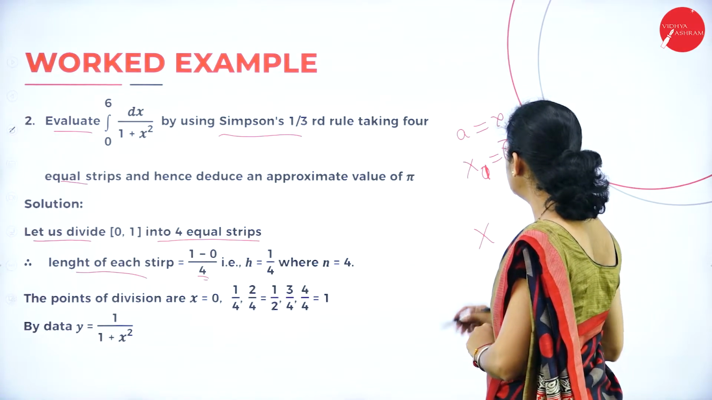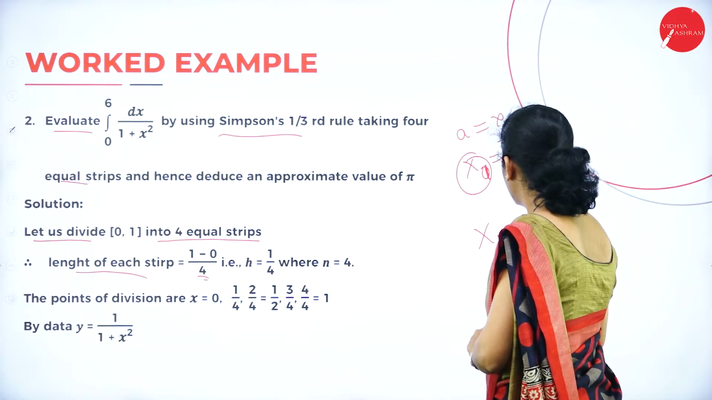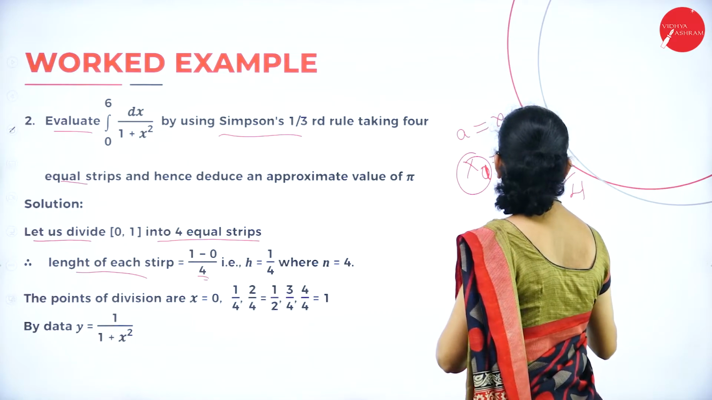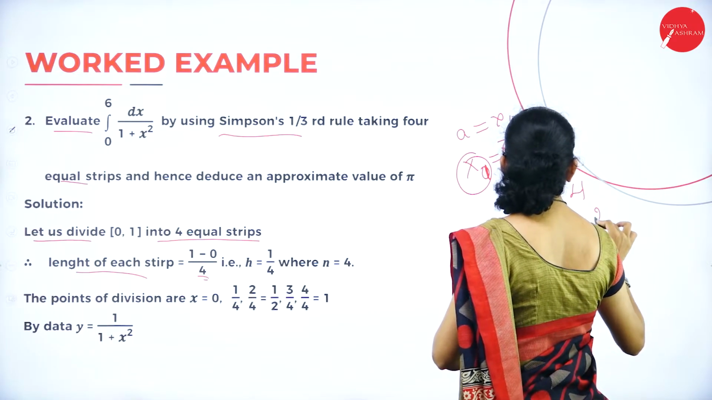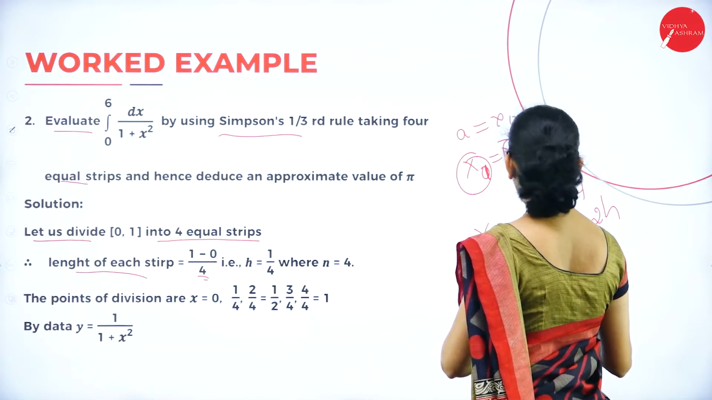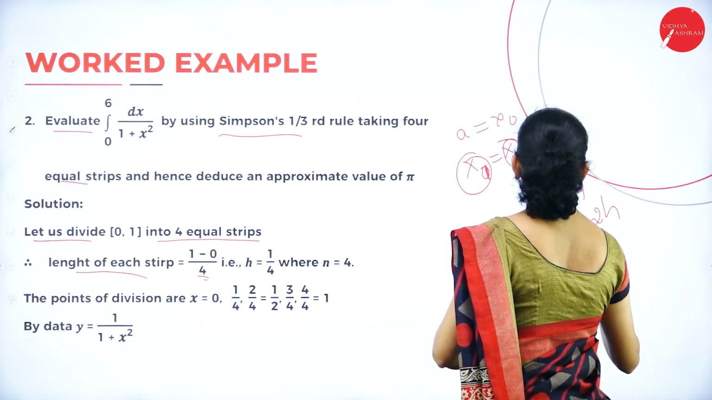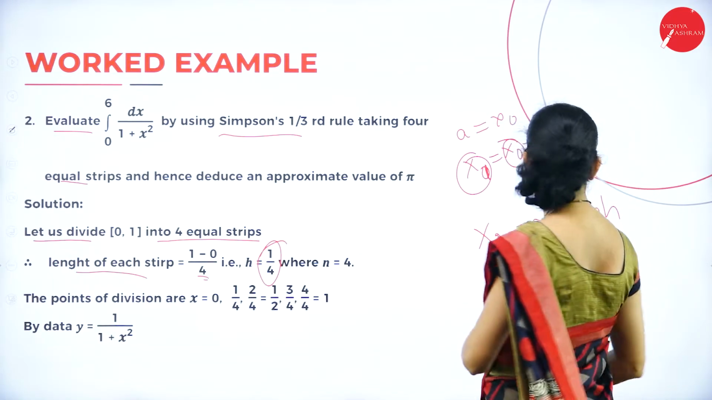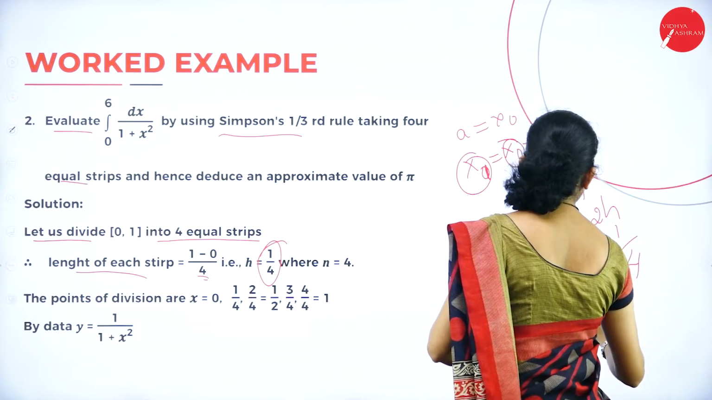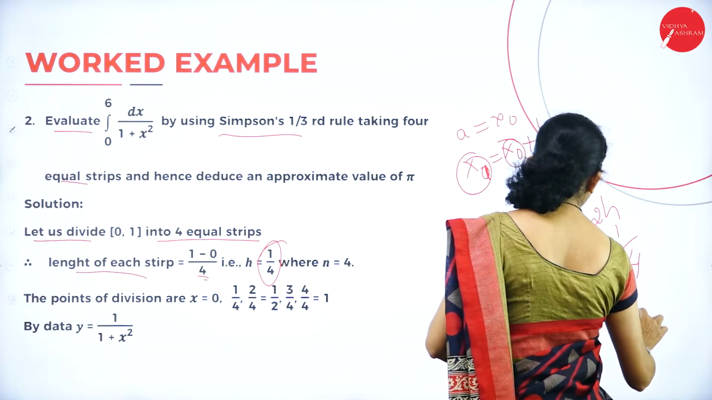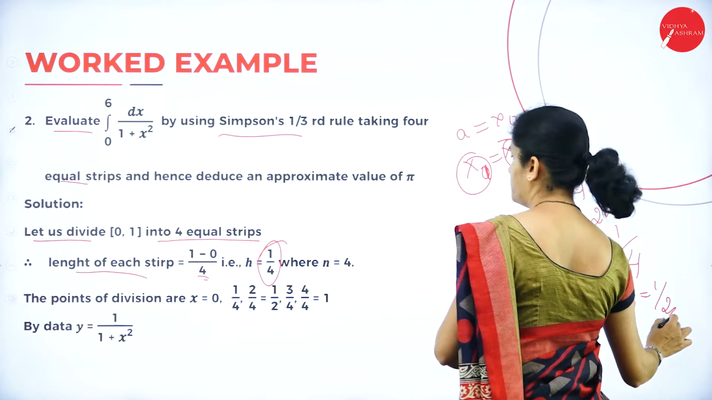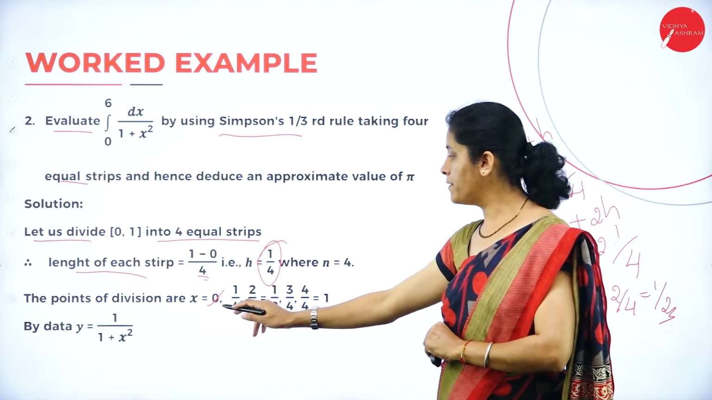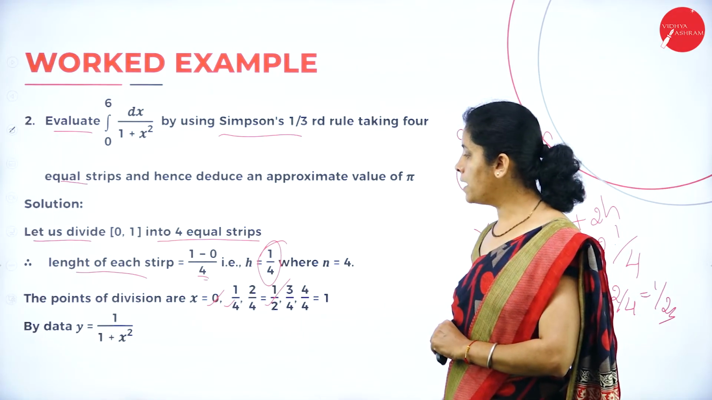Now, what is x0? Now, x2 is nothing but x0 plus 2h. That is nothing but 0 plus 2 into h, where h is nothing but 1 by 4. So, 2 by 4, it is once again 1 by 2. So, here x ranges from 0, 1 by 4, now 1 by 2.